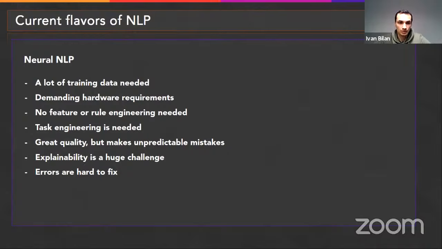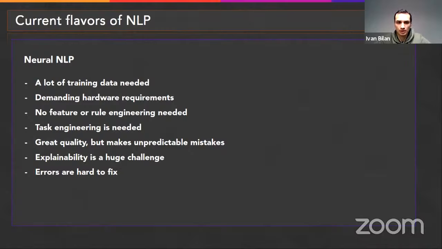Great quality, usually, but there's a downside. It tends to output unpredictable mistakes, right? And that's usually out of your control. It's very hard to blacklist everything. It's very hard to test for bias and many other things. And this is the complexity you get when using neural network models. And explainability is a huge challenge as well. There's a lot of work being done to make it work better.